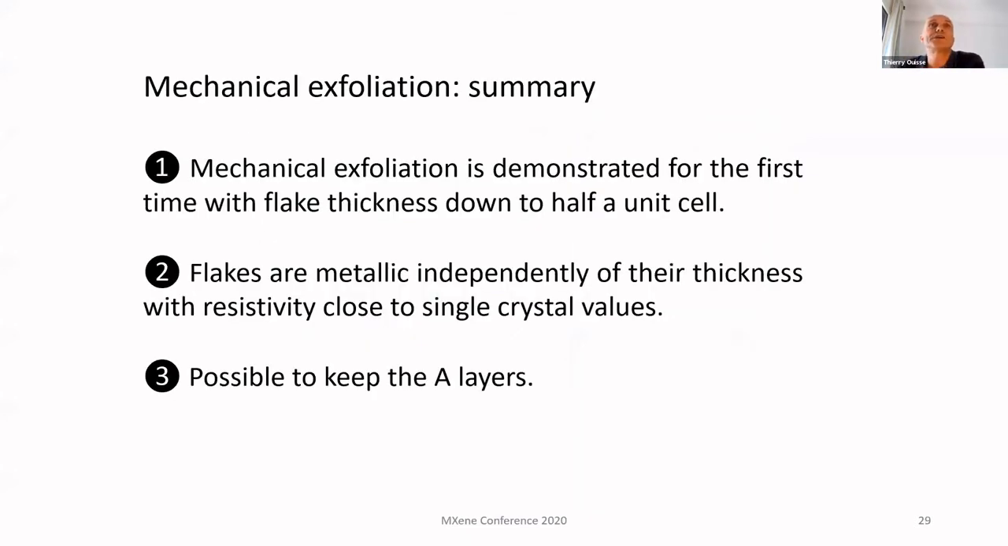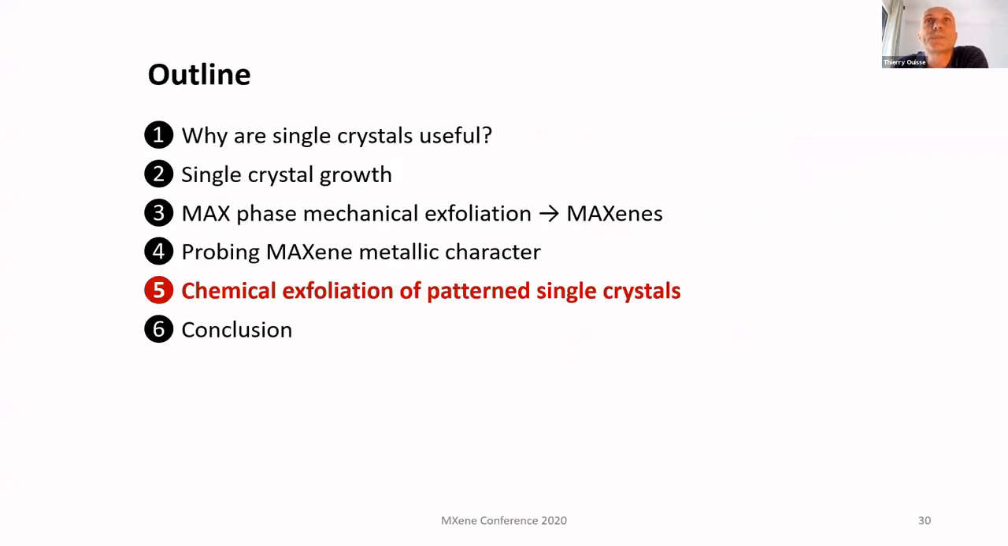So let us briefly summarize our findings. We demonstrated that mechanical exfoliation can be achieved with flake thickness down to a single unit cell. Secondly, we showed that all the measured flakes were metallic, and third, in contrast with chemically exfoliated MXenes, here the process offers the possibility to keep the potentially useful layers. So let us leave mechanical exfoliation.